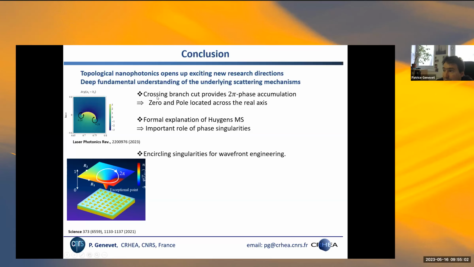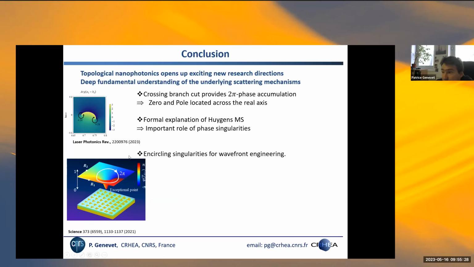I show you that the crossing of the branch cut between the zeros and poles essentially provides the 2 pi phase accumulation needed for metasurface design. I also give a formal explanation of the metasurface, Huygens metasurfaces, and I show you that essentially the zeros play an important role and that phase singularity has to be considered to really understand the response of photonic systems.